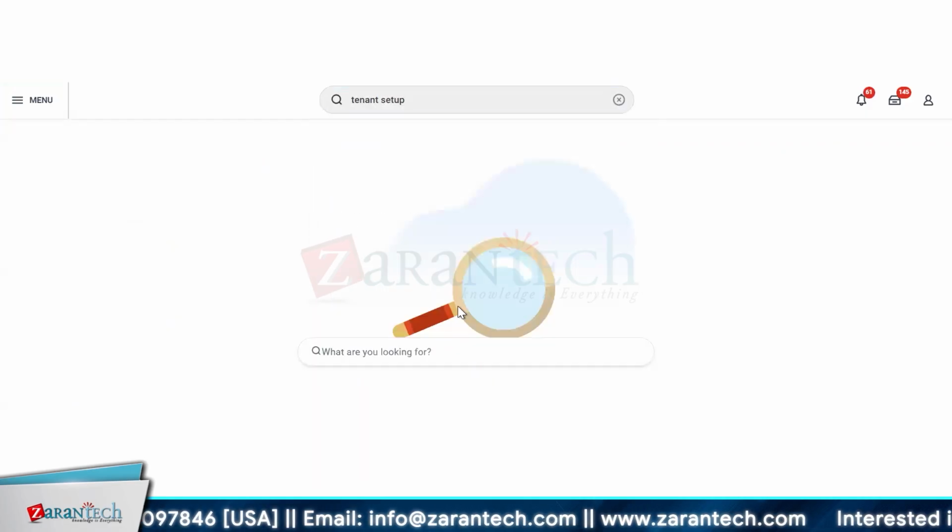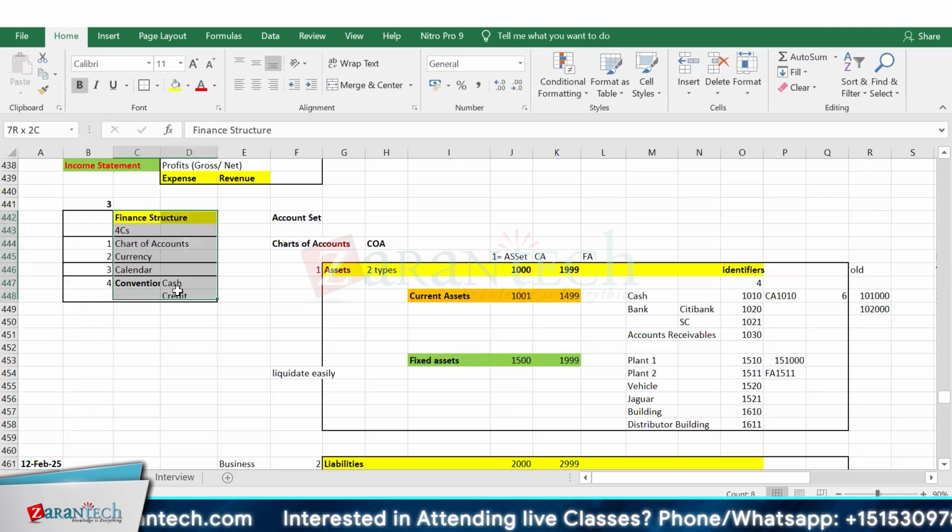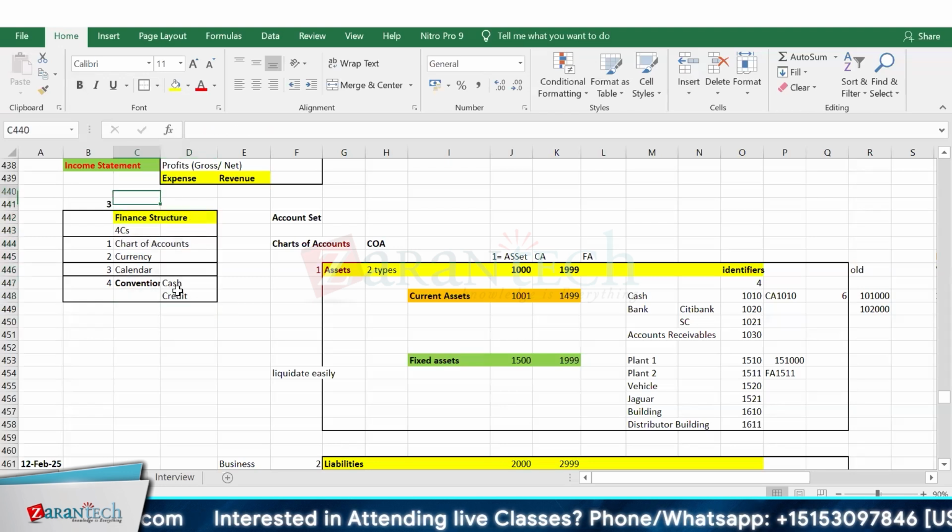Okay. So now we have the four setups in our bucket, and we don't want them mixed up. Now we have completed our finance structure. The chart of accounts, we have built it. Currency, we have built it. Calendar is built. Convention is built. The financial structure is there. Now this structure is standalone.